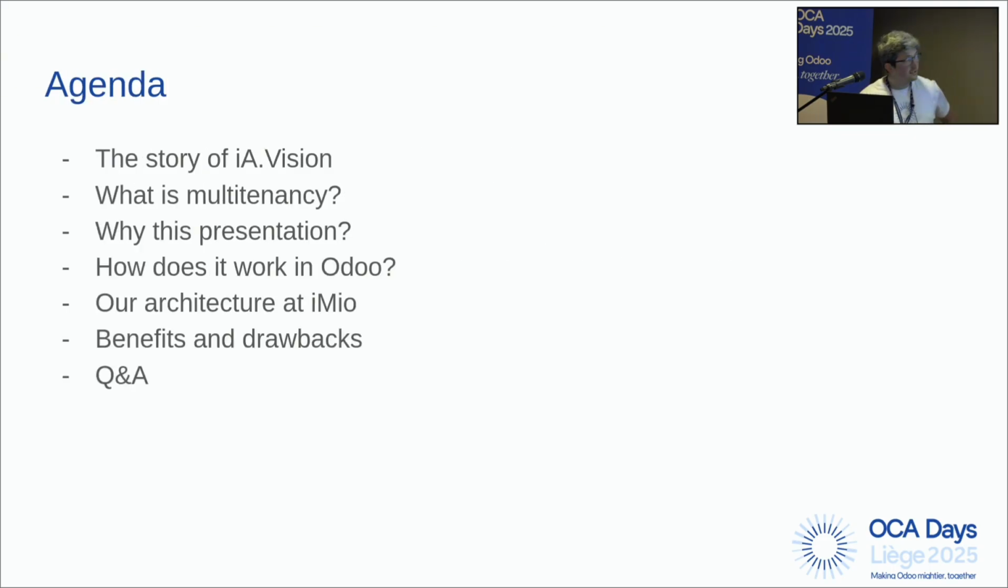Today's agenda will take us through our complete journey with multitenancy. We start with the story of iA.Vision, our project management application, which uses a multi-tenant architecture. Then we dive into what multitenancy actually means, why I felt compelled to give this presentation, how it works technically in Odoo, the architecture we set up at iMio, and finally the pros and cons with experience. And I hope to leave time for questions at the end.